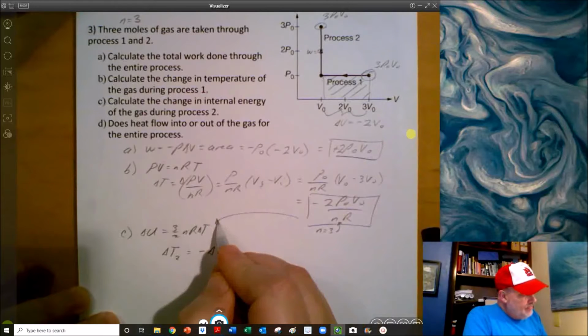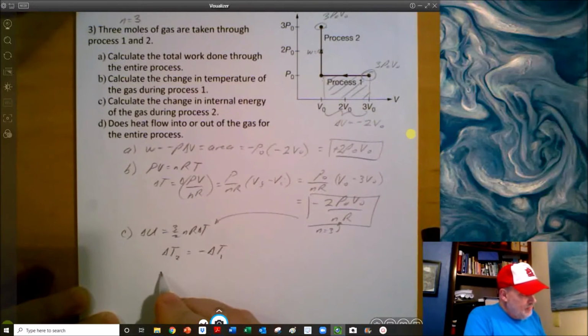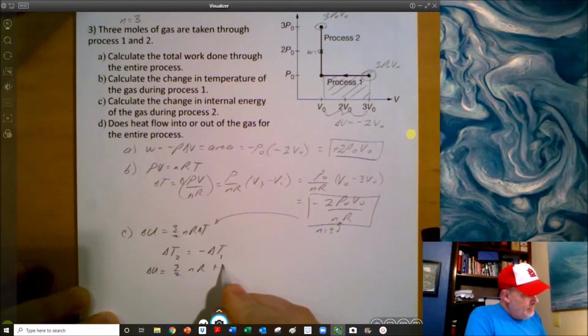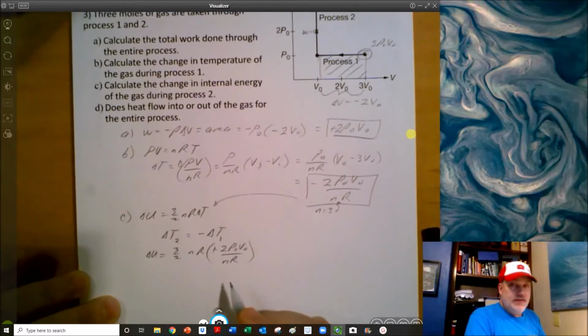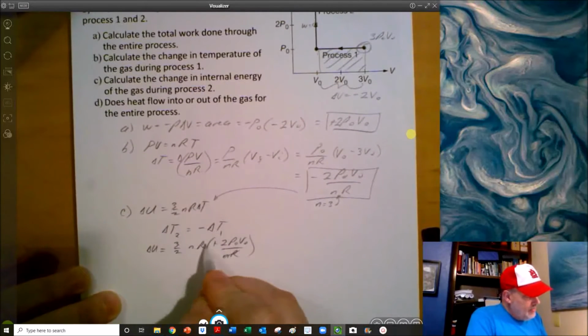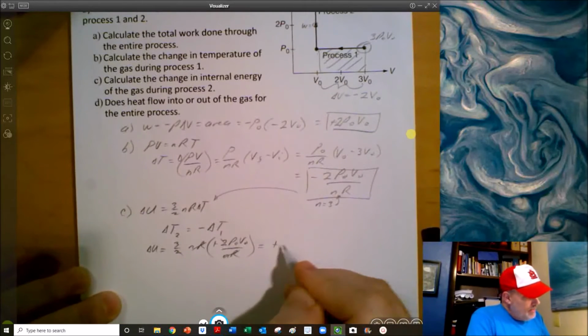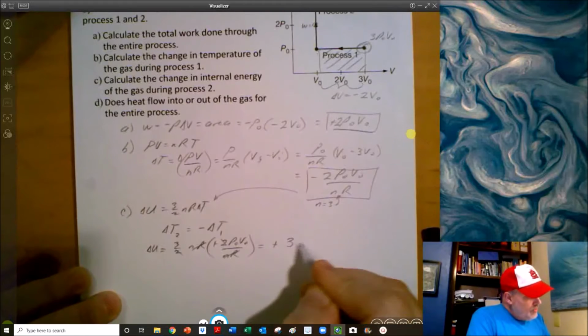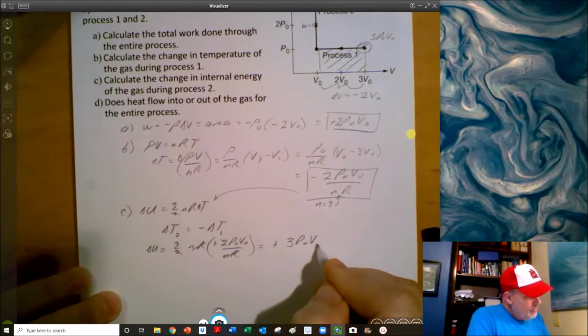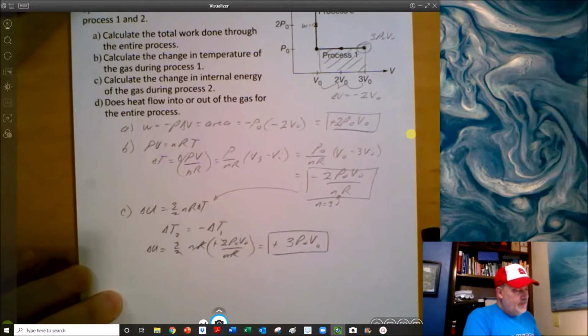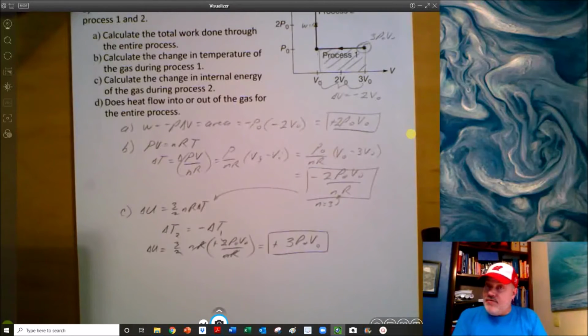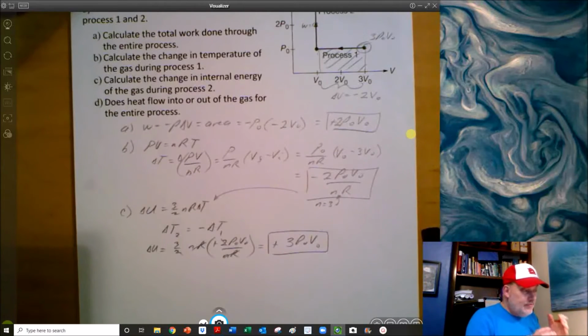So I can put that to use if I'd like. I can just put this in here as a positive. So I get delta U equals 3/2 nR times positive 2 P naught V naught over nR. And some stuff cancels out. The N and the R cancel out. This 2 cancels out. And I'm left with a positive 3 P naught V naught. And that's our change in internal energy for the gas for process 2.